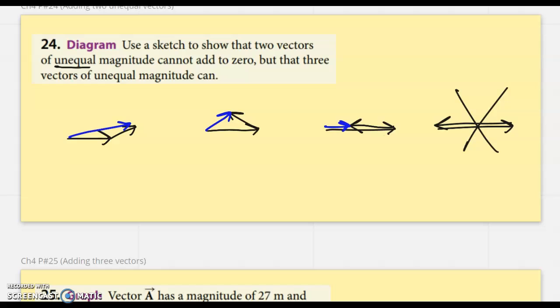On the other hand, if I had 3, I could easily get it. I could go bam, bam, bam, and see, I got nowhere to draw the resultant to. I got 0. So I can't do it with 2, but I can do it with 3.